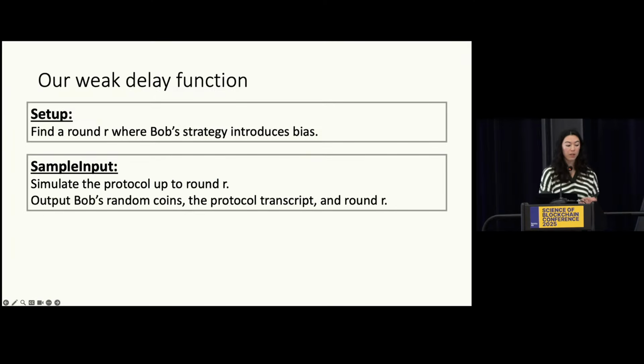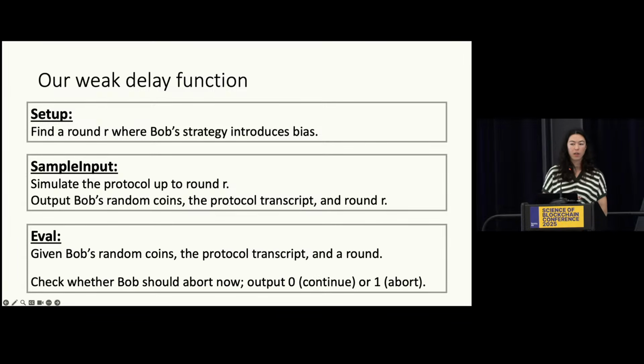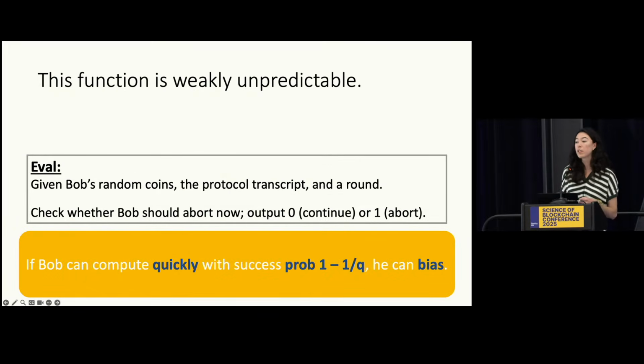The sample input algorithm simulates the protocol up to that round R, and then outputs Bob's random coins, the protocol transcript, and that round. So remember, sample input is supposed to output some input on which evaluating the function is hard. And now the eval function itself takes all of this as input and computes whether or not Bob should abort now. And this function must be weakly unpredictable because if Bob could reliably compute it, then he could bias the protocol. So we've succeeded in constructing a weak delay function.